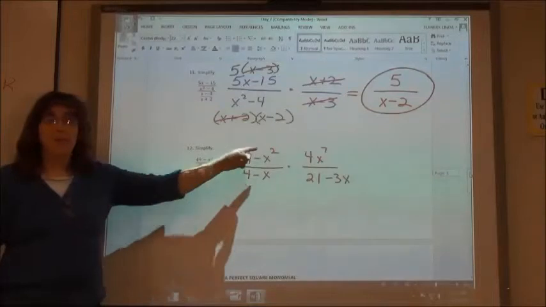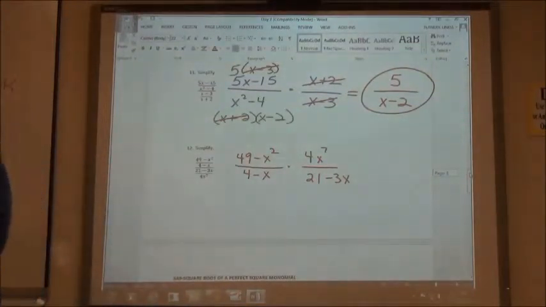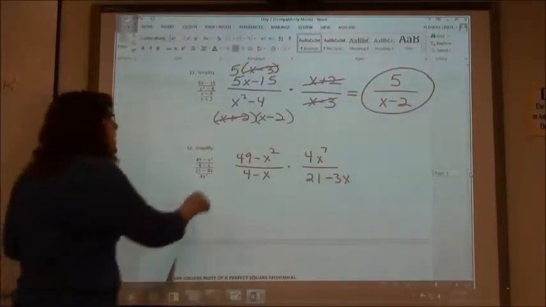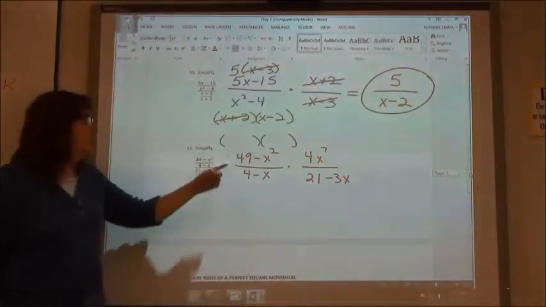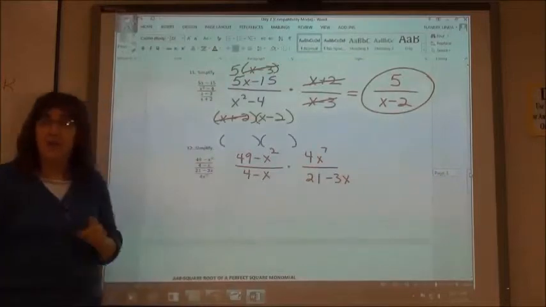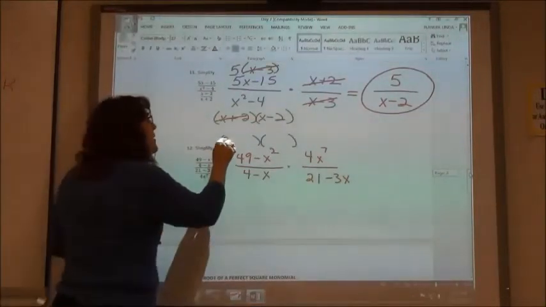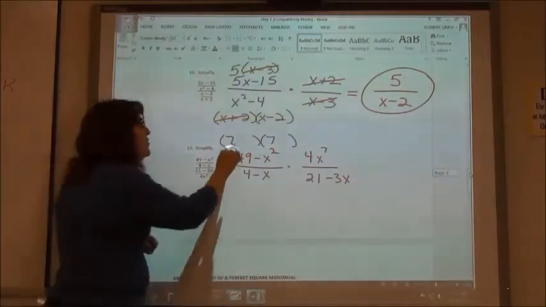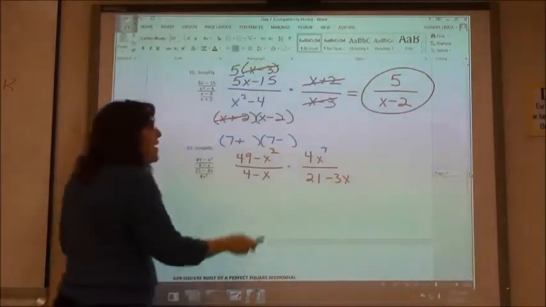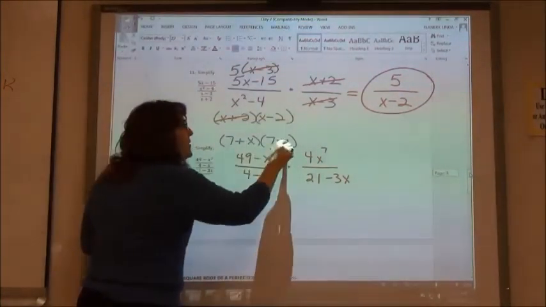So the top of the first fraction, it's the difference of perfect squares. They just have the things switched around from how we're used to looking at them. But we don't want to switch the order. We just want to leave it alone, put our two sets of parentheses and factor it like we normally factor. So we're going to factor the 49 first. 49 would be 7 and 7, right? My signs, 1 plus and 1 minus, and then the x squared, x and x.